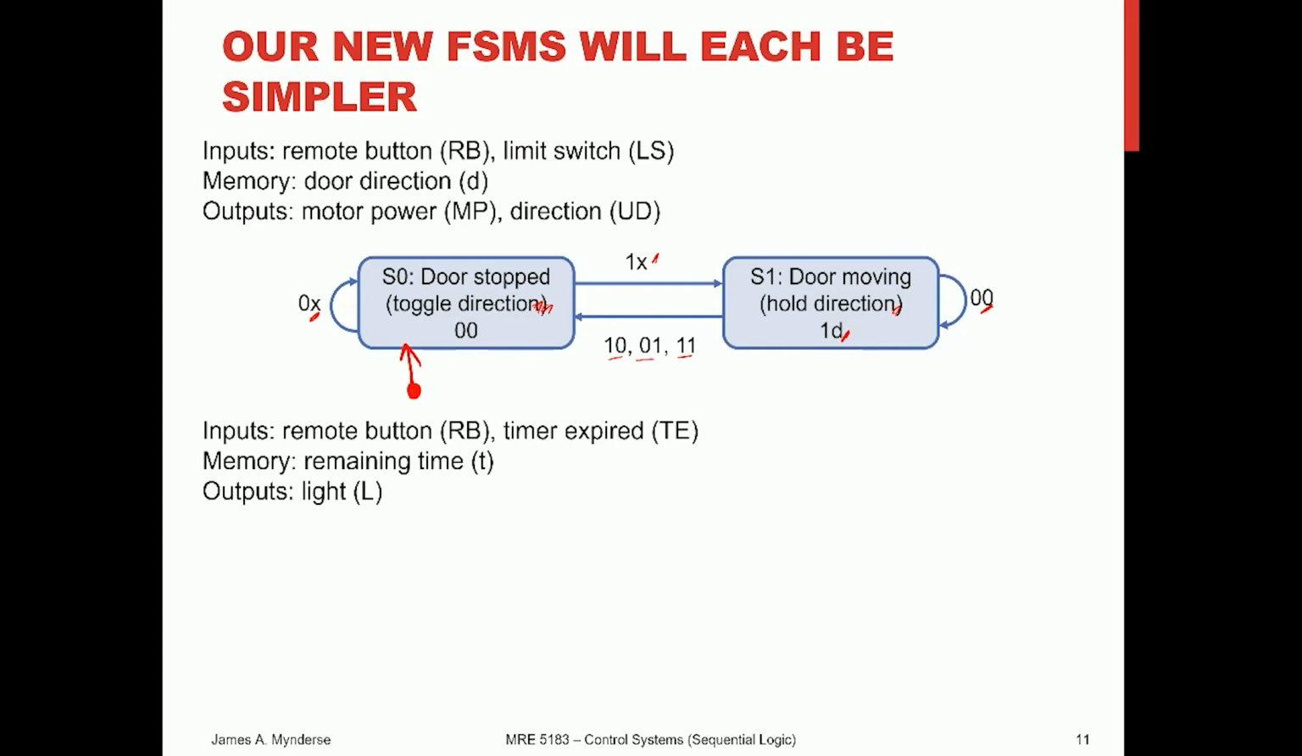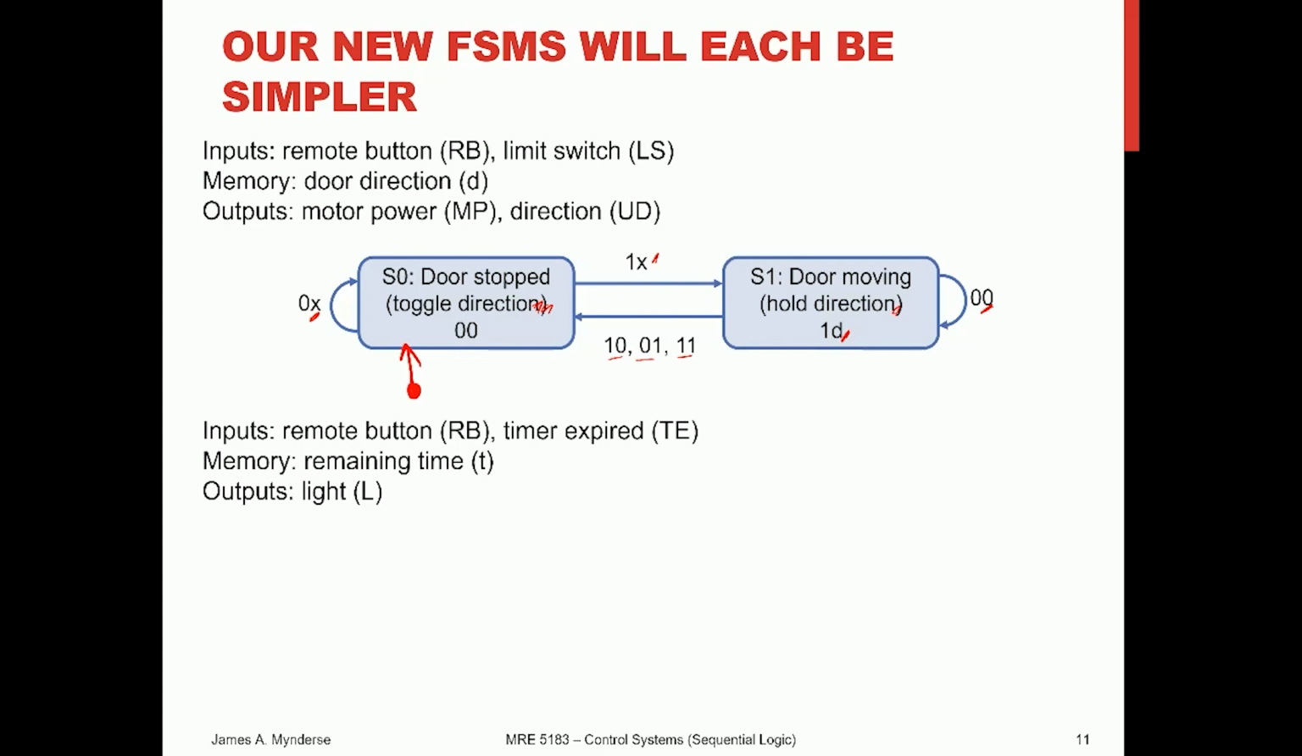So for the light, we're going to consider the button being pressed. We're going to consider, again, the timer expired as an input. And it's sort of a fictitious input because we're going to take it from the memory element, but I'm going to treat it as an input for the transitions. The output is going to be the light, just on or off. And we're going to have one memory element. The memory element is going to be the remaining time.